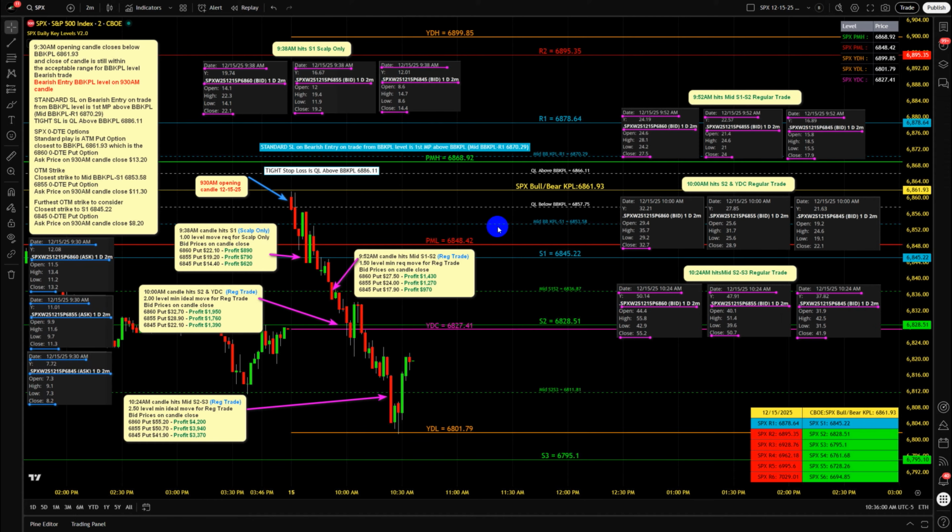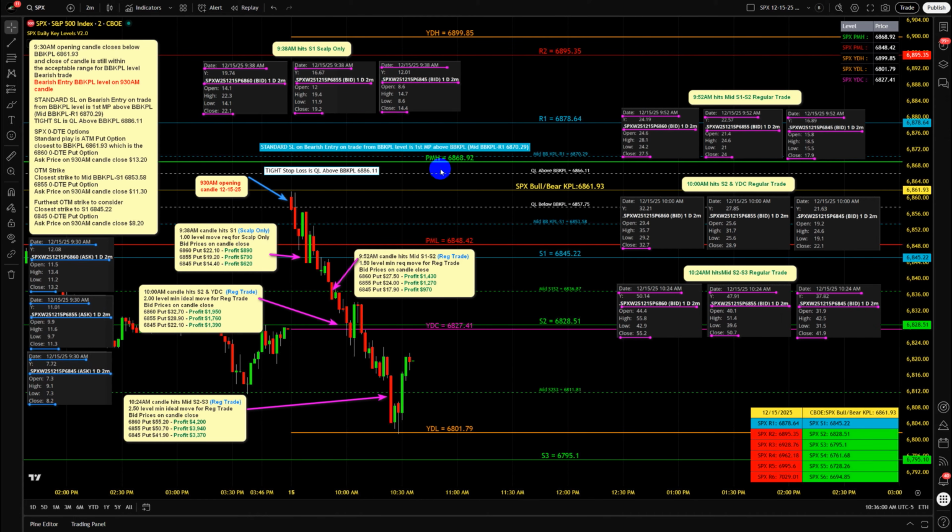Okay, so at 9:30 a.m. Eastern New York time, when the SPX CBOE index opens, the indicator will give you the daily key levels on the screen. As you see here, the most important of the key levels is going to be the SPX Bull Bear KPL level, which stands for key price level. That is the all-important bull bear pivot for this particular session.